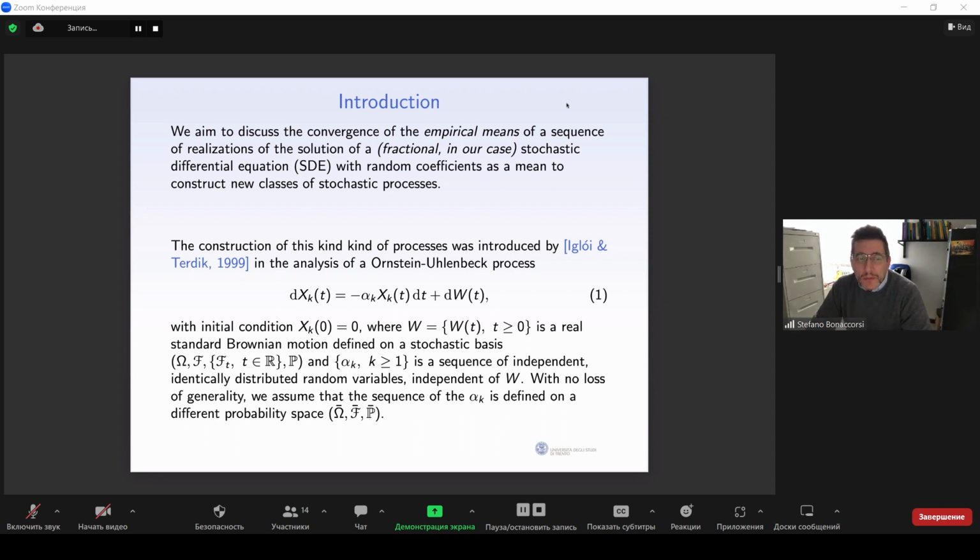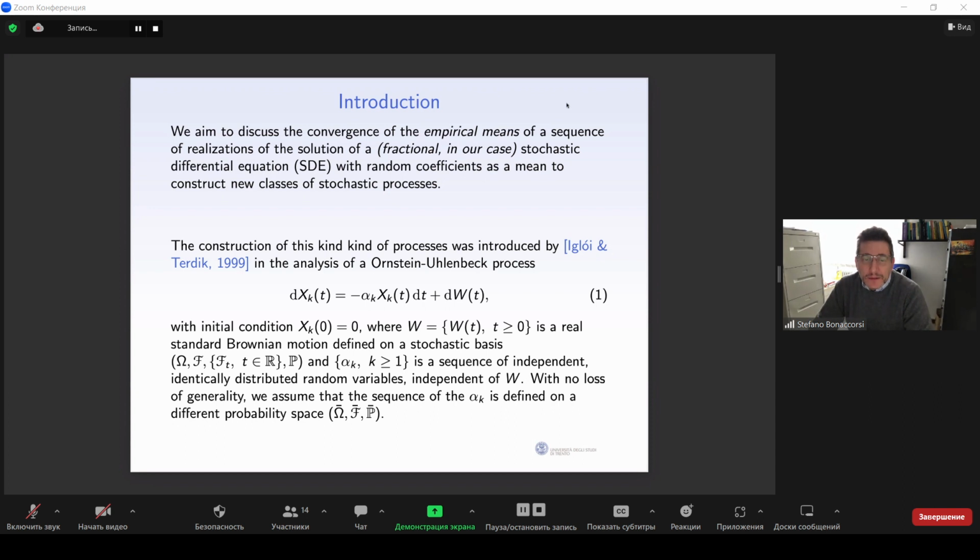So this kind of problem was introduced 25 years ago, more or less, by Uhlenbeck, who proposed the analysis of an Ornstein-Uhlenbeck process of the kind stated in equation 1. So you have a very simple Ornstein-Uhlenbeck. W_t is a one-dimensional Wiener process, and let's say that we take initial condition equal to 0 for simplicity.